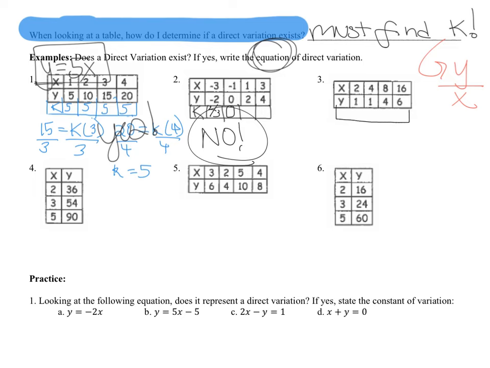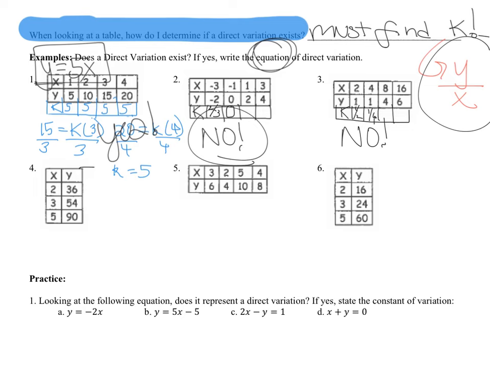Let's now go to number 3. Got to find k. So I'm going to add a row onto my table here. How do I find k? Y divided by x. So 1 divided by 2 is 1 half. 1 divided by 4 is 1 fourth. Stop. What do you notice? These aren't the same. So does a direct variation exist? No. Okay. Let's try the next one.